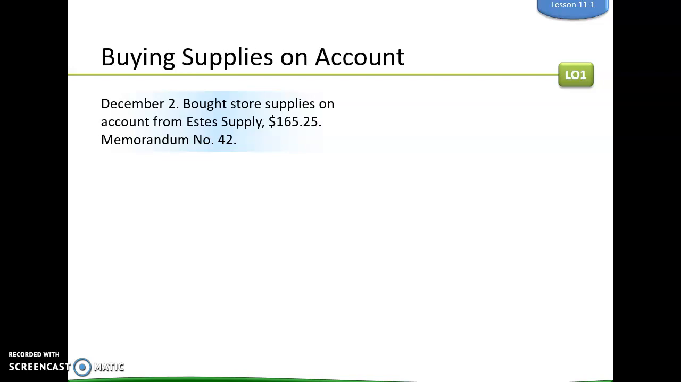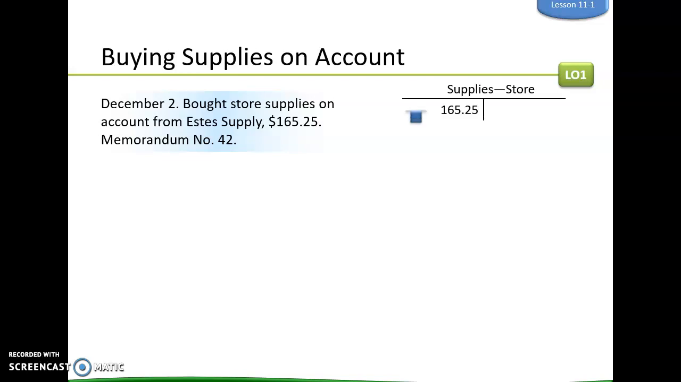So what do we know? We bought store supplies. What is our debit? Our debit would be our supplies, and we would want to do supplies-store. And then we bought supplies on account. So what would our credit be? And I know you're all answering out loud right now: accounts payable, and you are correct.